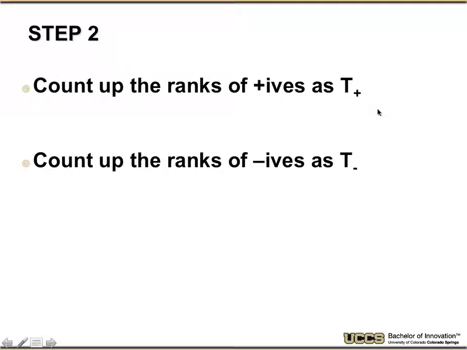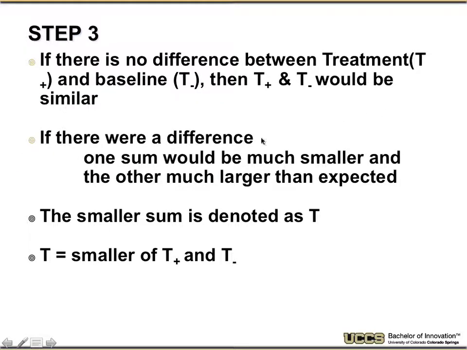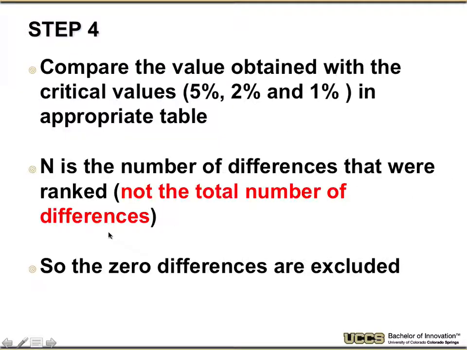Then you're going to count up the ranks of how many were positives and how many were negatives. If there's no difference between the treatment, your algorithm, between the positives and the negatives, then you would expect these would be similar, independent of the distribution. This is why it's more powerful. If there were a difference, one sum would be much larger than expected, and the smaller sum is denoted by T, and then we look at those two. And then there's a table of values which you look up to decide what the critical values are.